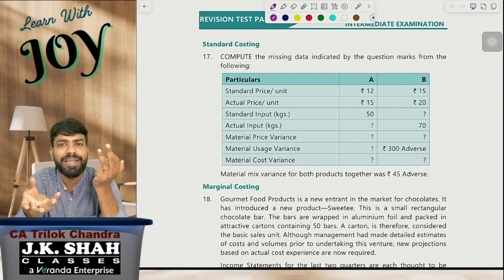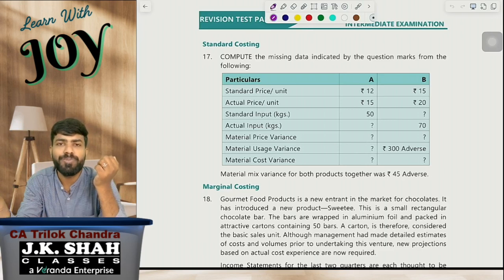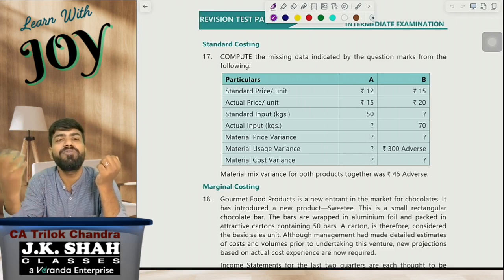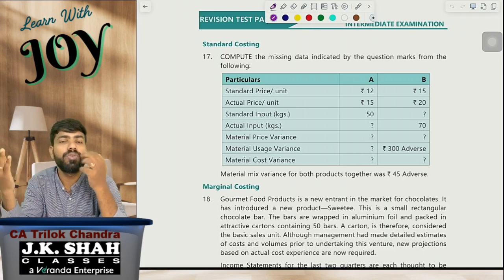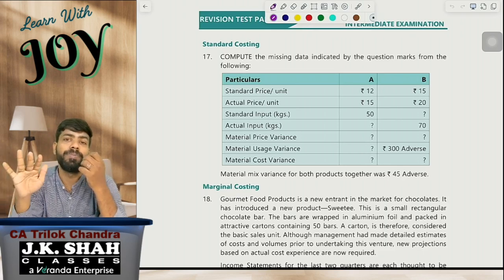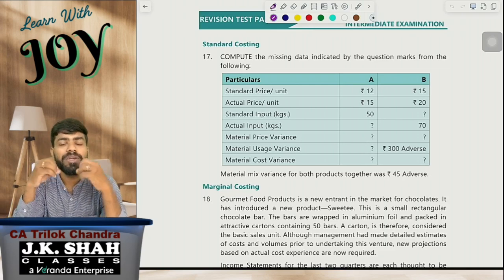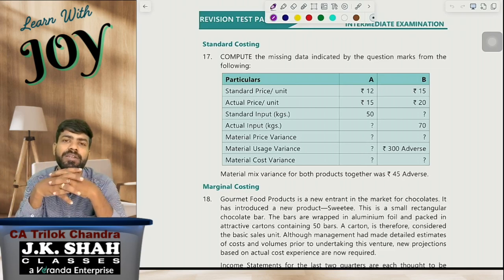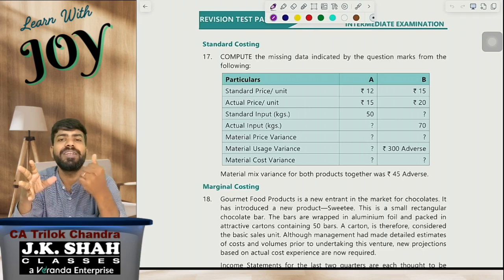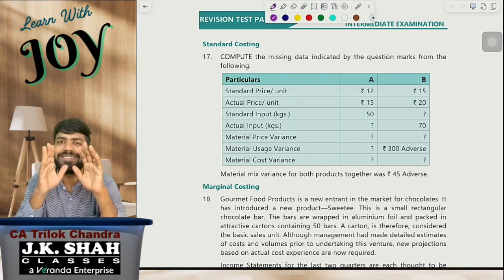Let me give an example. 2 kgs permitted, 1,000 units produced. So how many kgs will be permitted? 2 kgs into 1,000 units is 2,000 kgs permitted. If actual consumption is 1,800, it is favorable. We are permitting 2,000 kgs but they consumed only 1,800, which is favorable to the organization. If they consume 2,200, it is adverse to the organization. That is called standard quantity.